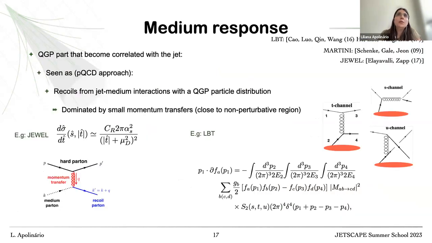Of course, this is just part of one problem. The other problem is medium response. So medium response is basically the QGP particles that become correlated with the jet. And as seen from a pQCD approach, so in JETSCAPE, for instance, you also have some access to a strongly coupled approach to this kind of phenomena. But from the pQCD perspective, what we see is scattering. So it's simply due to two channels.